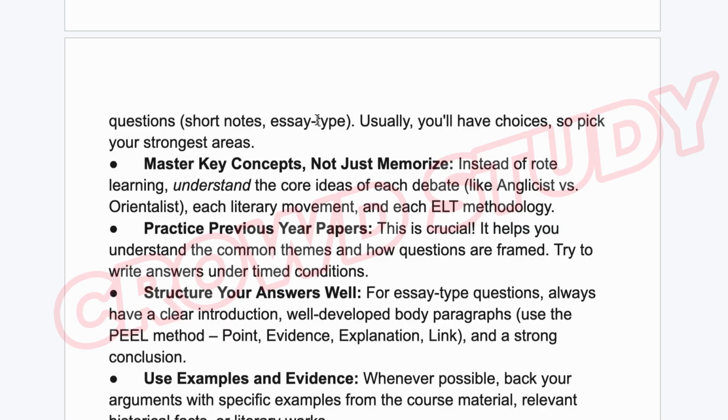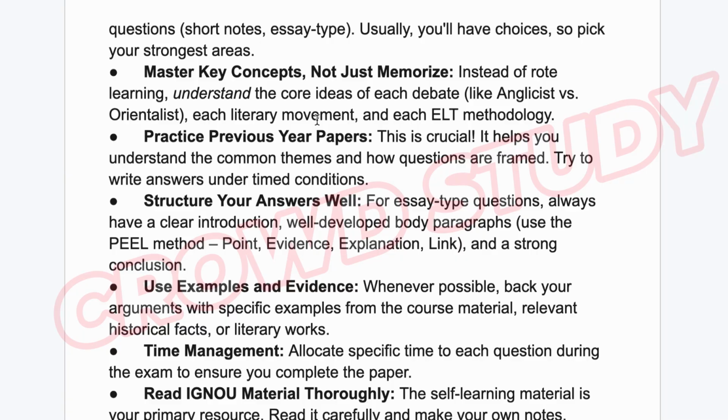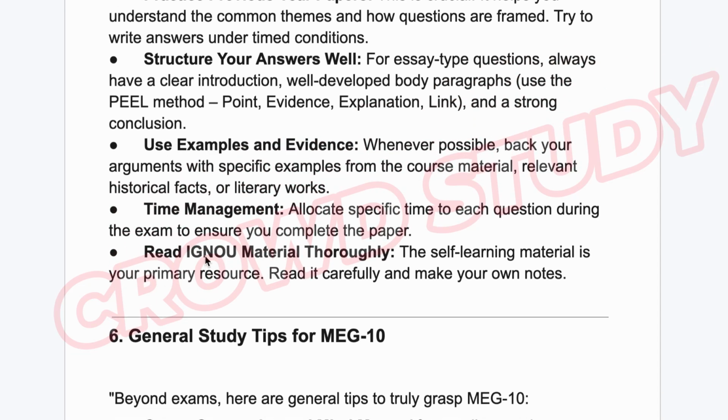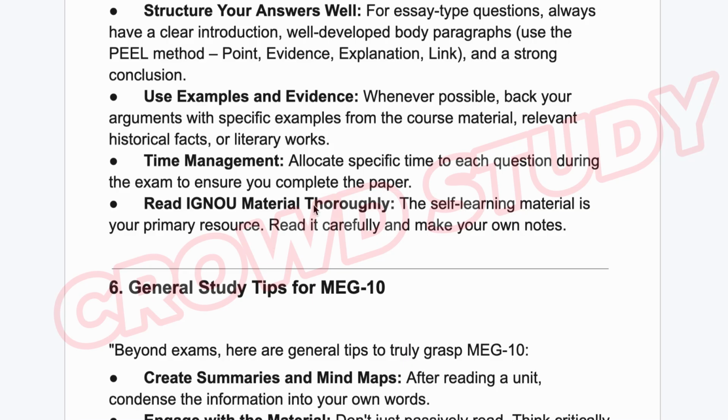Structure your answer well. For essay type questions, always have a clear introduction, well developed body paragraphs. Use the PEEL method: point, evidence, explanation, and link. And in the last, a strong conclusion. Use examples and evidence. Whenever possible, back your arguments with specific examples from the course material, relevant historical facts, or literary works. Time management. Allocate specific time to each question during the exam to ensure you complete the paper. Read IGNOU material thoughtfully. The self-learning material is your primary resource. Read it carefully and make your own notes.